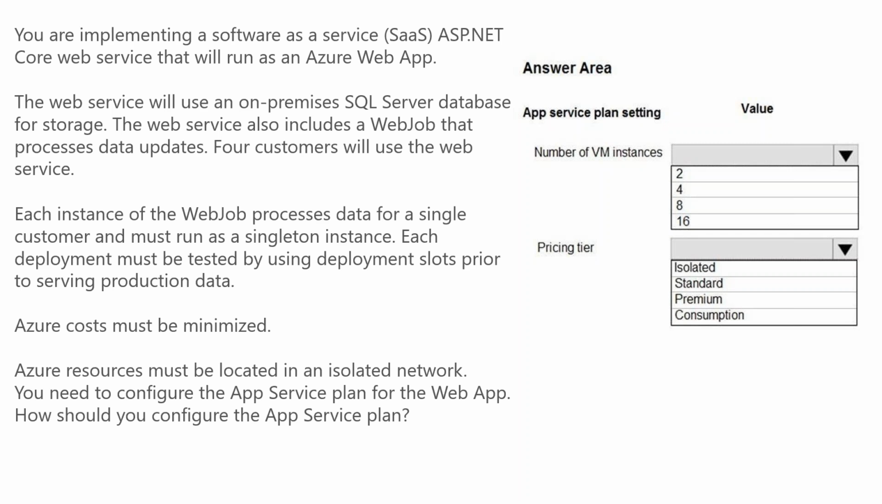You are implementing a software as a service ASP.NET Core web service that is running in an Azure web app. So you have a web application out there, ASP.NET web service, web API. That's what I will guess. Now this web API or this web service is using an on-premise SQL server. So there is some SQL server which is in your office, and from there he is using it for storage. Okay.